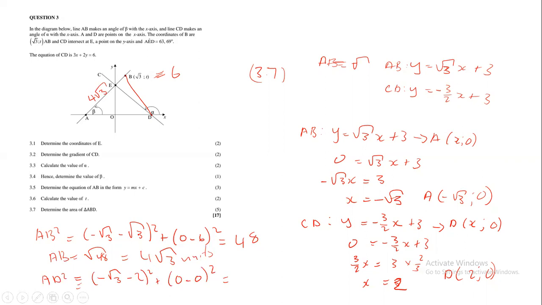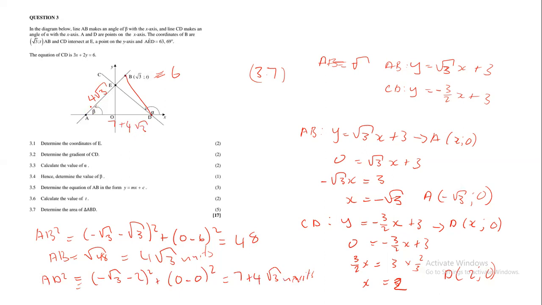Therefore, what is this to the power of 2? We're going to say negative root 3 minus 2, to the power of 2, is going to be 7 plus, let me write it in that way, in surd form. So this 0 minus 0 is 0, 0 to the power of 2 is still 0. So we're not going to use this. So that means here we have 7 plus 4 root 3 units. Okay, units. So that means this side is 7 plus 4 root 3.